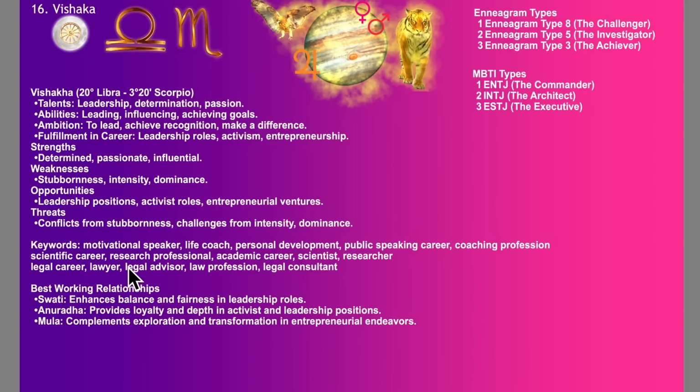Now let's go through these general talents, abilities, the SWOT analysis, the keywords for career, working relationships, and then go on to Enneagrams. Okay, talents first. The talents are leadership, determination, and passion. Abilities include they are good at leading, influencing, and achieving goals. Target achievement is Vishakha, moving towards the target. Ambition is to lead, to achieve recognition, and to make a difference. Very powerful nakshatra by itself.